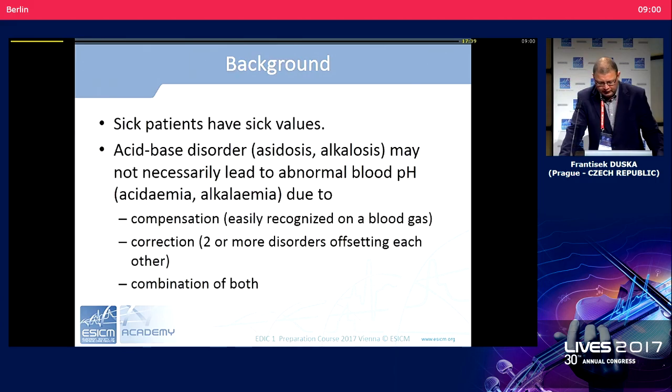Well, first of all, sick people have sick values, and acidosis or alkalosis is a process rather than a deviation of pH, which we call acidemia or alkalemia. So if the pH is normal, it does not necessarily mean that there is no acid-base disorder, because there could be more than one disorder going in opposite directions and offsetting each other.